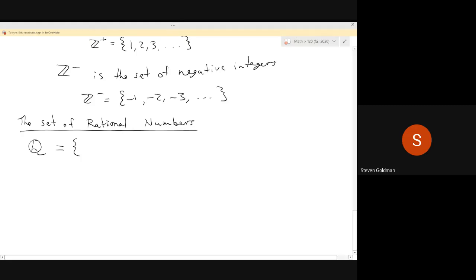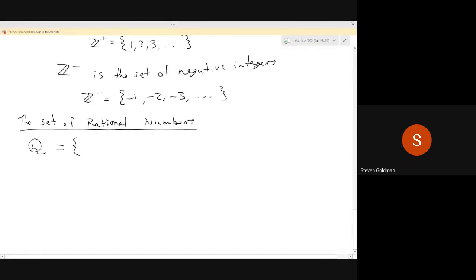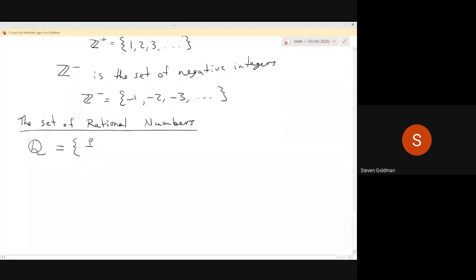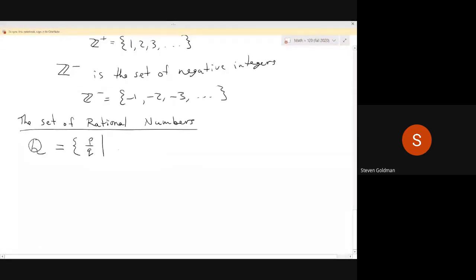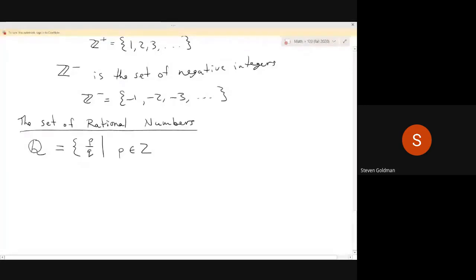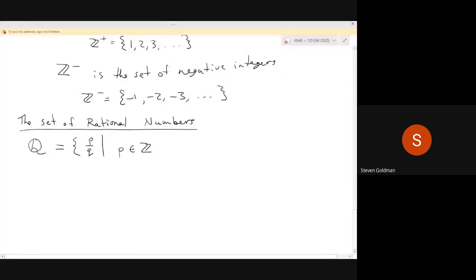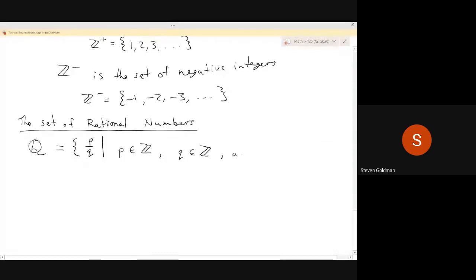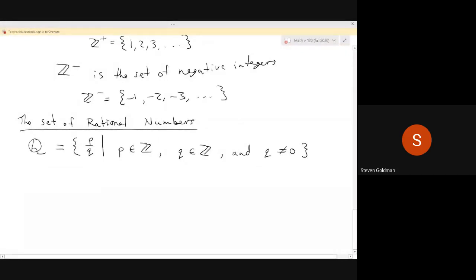Okay, so let's write this down using set builder notation. So Q is equal to P over Q, such that P is an integer, so I'll write it this way, right? This means P is an element of the set of integers. Q is an element of the set of integers. And Q is not equal to 0. Okay, so 3 conditions. P and Q are integers, Q is not 0.